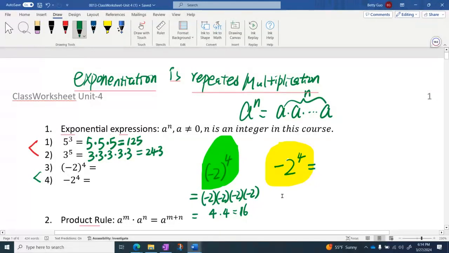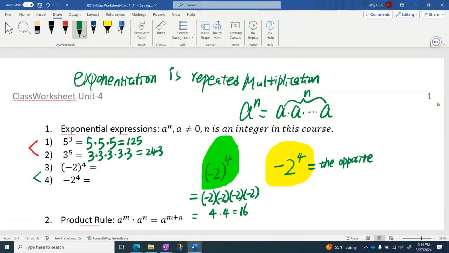Then how do we understand the negative sign here? We understand the negative sign as the opposite. It's my way to see the negative sign in front of a quantity. I mentioned this at least a few times before. We see the negative sign here as the opposite. So this expression in yellow means the opposite of 2 to the power 4.